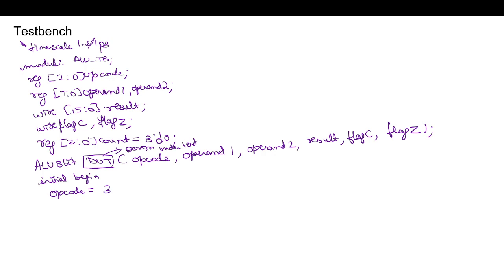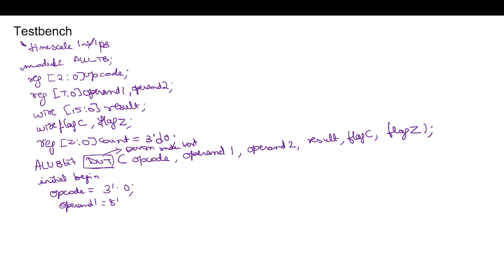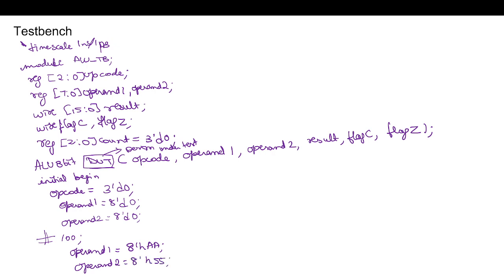And then opcode 3'b000, operand 1 8'b0, operand 2 8'b0, and then begin after some delay. The operand 1 is changed into 8'hAA and operand 2 is changed into 5.